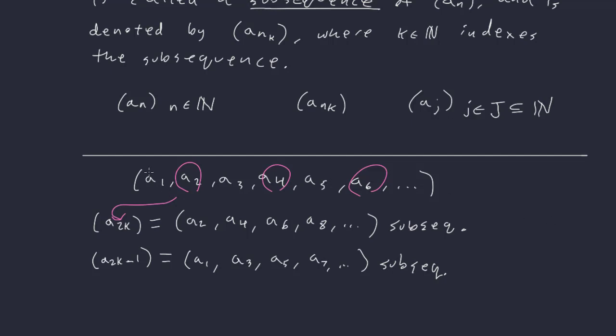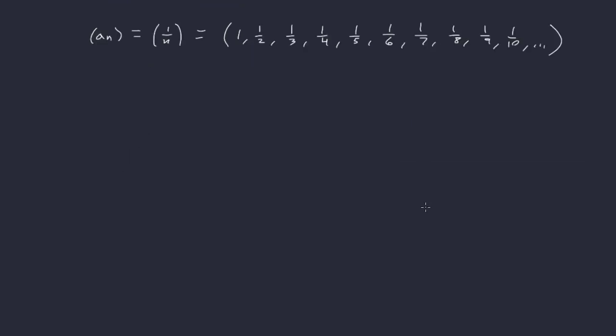Okay, so for this one, all it's doing is taking the odd terms and making a new sequence out of them. Now, it doesn't have to be this cut and dry. For example, if I had the sequence 1 over n, which is one of our go-to examples: 1, 1/2, 1/3, 1/4, 1/5, 1/6, 1/7, etc.